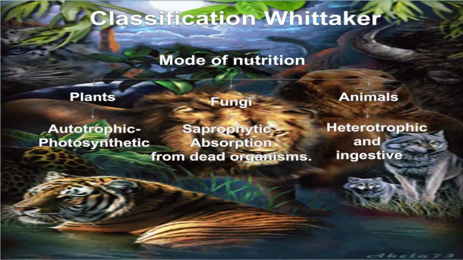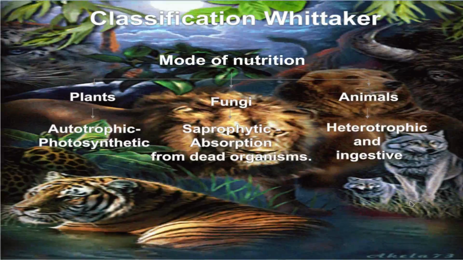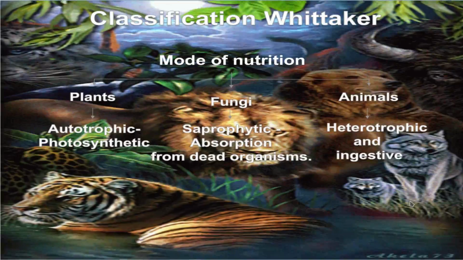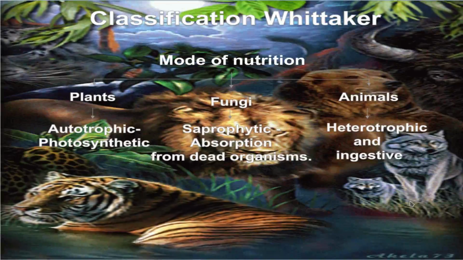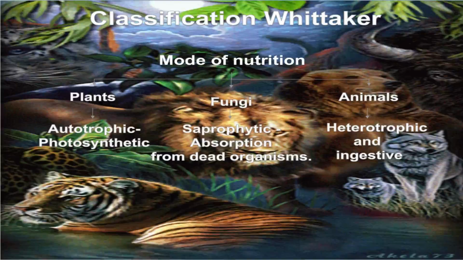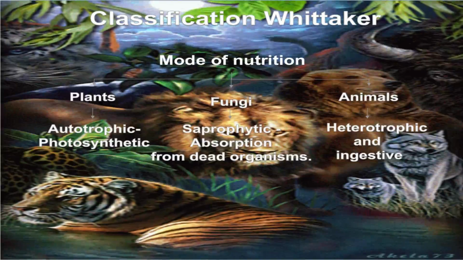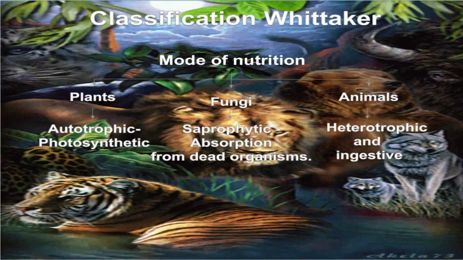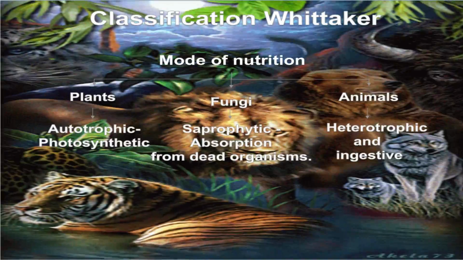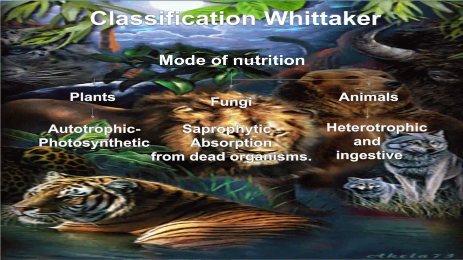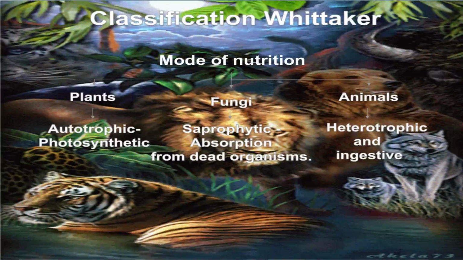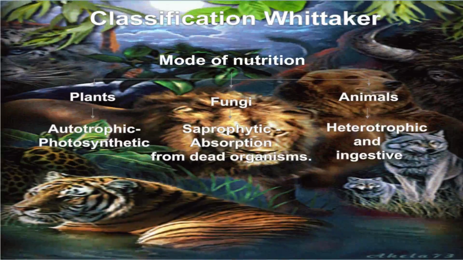Then, on the basis of the characteristic mode of nutrition, it's divided into three kingdoms: plants, fungi, and animals. Plants are autotrophic, they perform photosynthesis. Fungi are saprophytic, absorbing from dead organisms. In this way they take their food. And animals are heterotrophic and ingestive. They depend upon other organisms for their food.